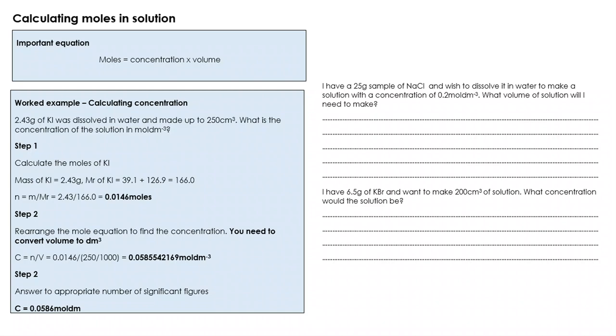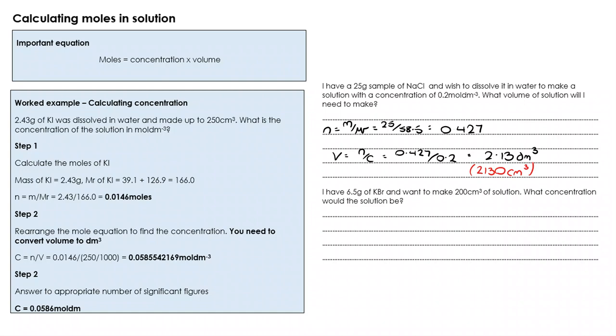Got some more examples here for you to try. Pause, see how you do. 25 gram sample of NaCl, so that's 25 divided by the MR, 58.5, we get 0.427 moles. We've got a concentration of 0.2 here, so we need to know the volume. Now, because my concentration is in moles per decimetre cubed, my volume is going to come out as dm cubed, 2.13. You could convert that to 130 centimetres cubed.